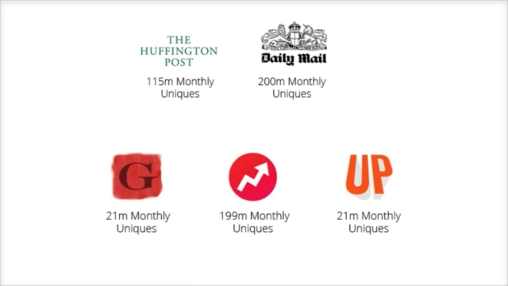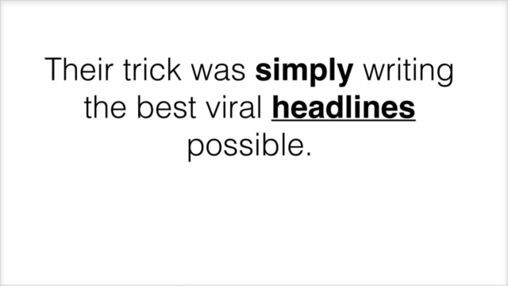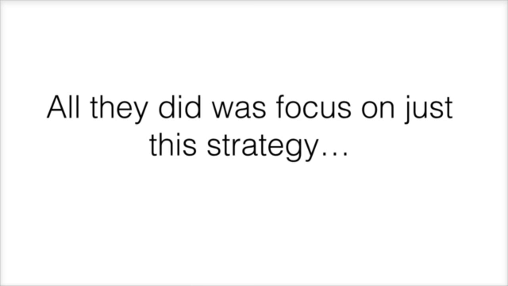The Huffington Post now does 115 million monthly uniques, the Daily Mail 200 million monthly uniques, Gawker 21 million, and BuzzFeed 199. It's all down to one trick, and that is simply writing the best viral headlines possible. All they did was focus on just this strategy.